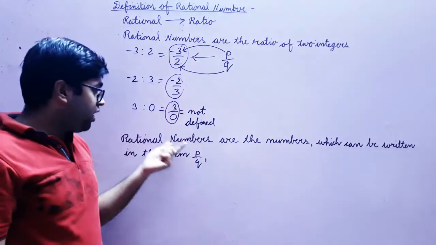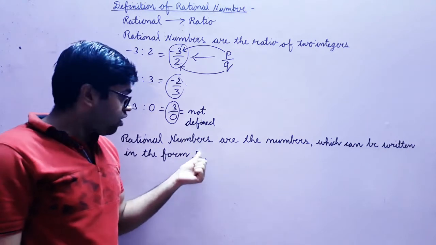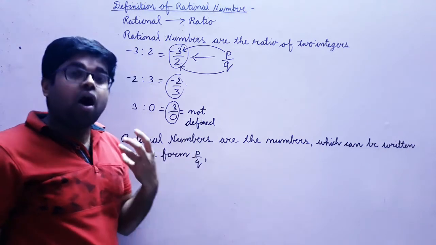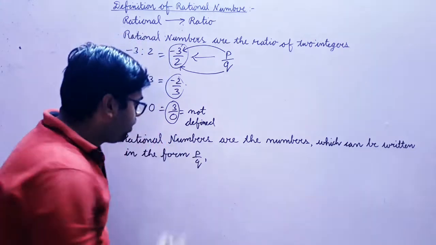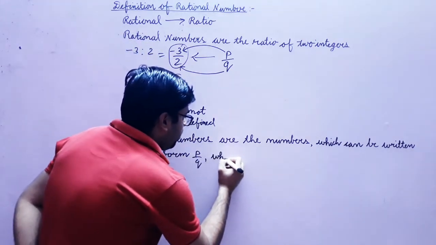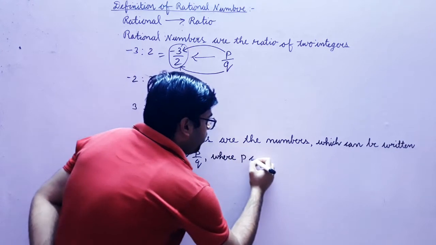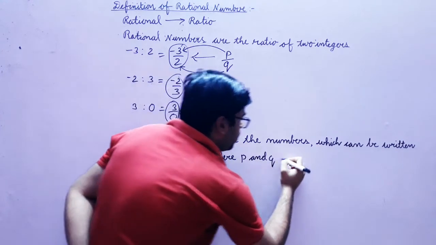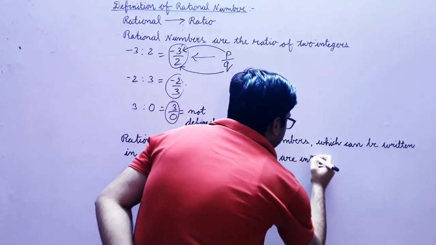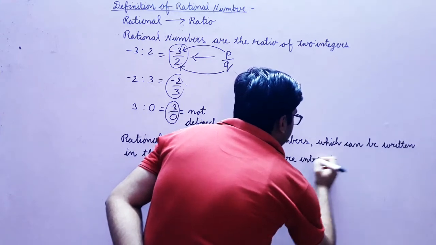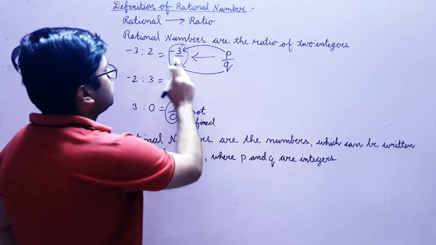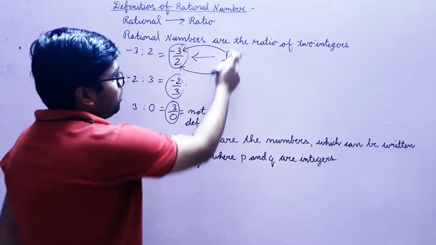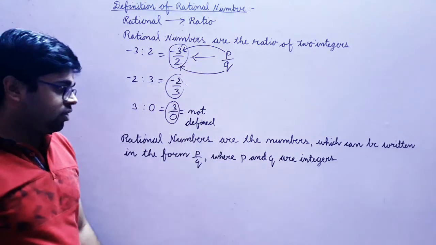Otherwise, the reader will not understand what P and Q are. How will he or she come to know? So we need to mention that P and Q are integers. We have already seen that P denotes the upper integer and Q denotes the lower integer. So both P and Q are integers.